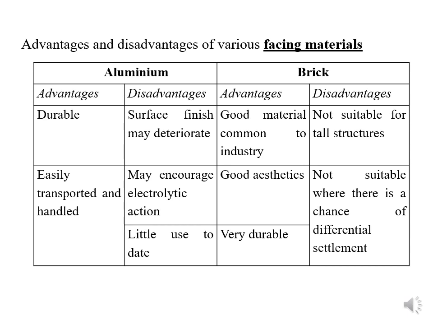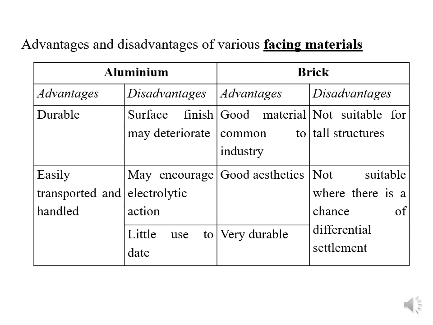In case of aluminium, it is durable, that is the advantage, easily transported and handled. But what is the disadvantage? Surface finish may deteriorate, may encourage electrolytic action. Electrolytic means suppose acid rain takes place on this surface, it will deteriorate. Electrolytic means the reaction with salt, we can say. Little used to date, apparently very little used.